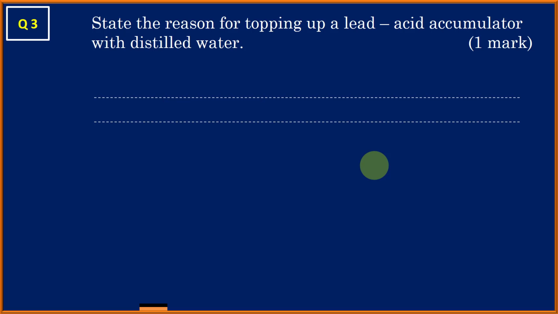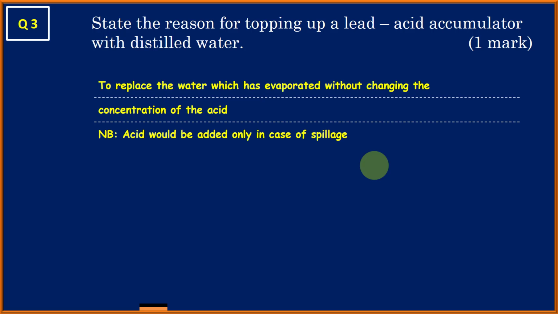State the reason for topping up a lead acid accumulator with distilled water. You see, water in the acid could evaporate, and we would top up or add more distilled water into it, and this does not change the concentration of the acid, because it is important that the concentration of the acid be kept uniform or constant.